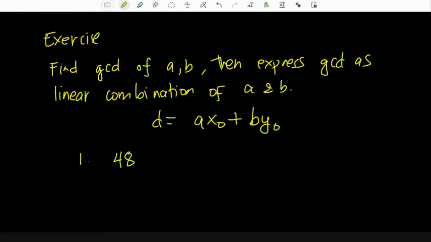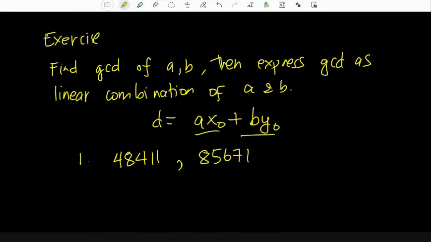48,411 at saka 85,671. Sinadya ko talagang lakihan para mahirapan kayong manghula ng X0, Y0. Madali nyo mahanap yung GCD, yes. Pwede nyo gamitan ng factor yan. Pero yung susunod na problem nyo, paano mo i-express as linear combination? Kung di ka dadaan sa Euclidean algorithm, mahihirapan kang hanapin. Kaya kailangan mo matutunan yung Euclidean algorithm talaga para ma-express mo as linear combination.